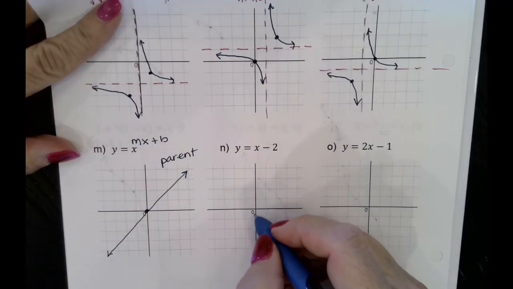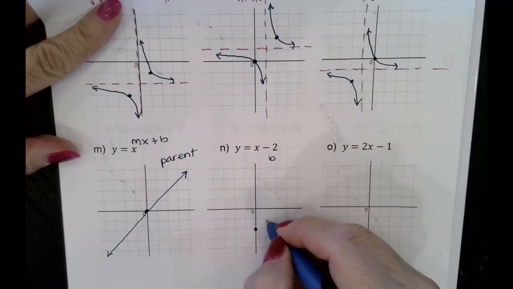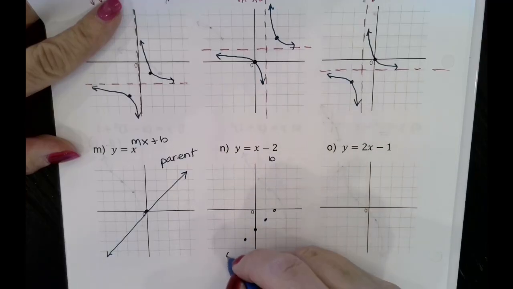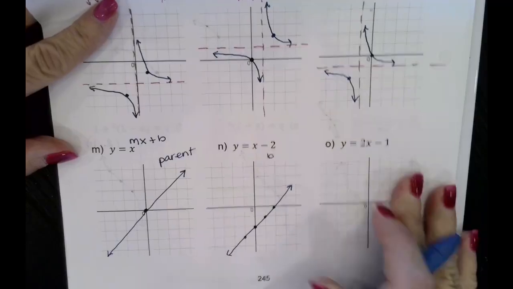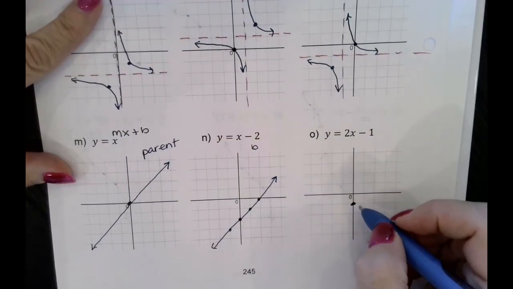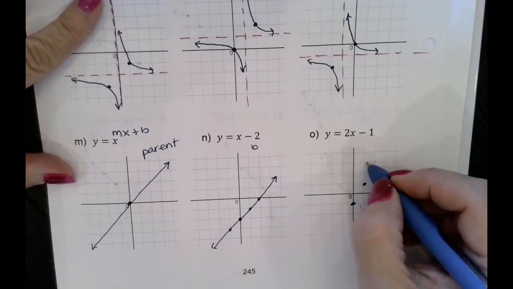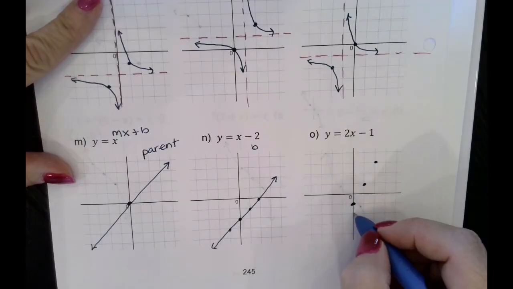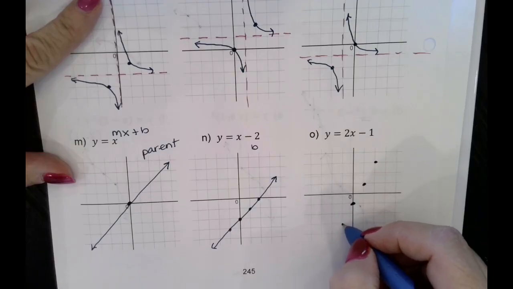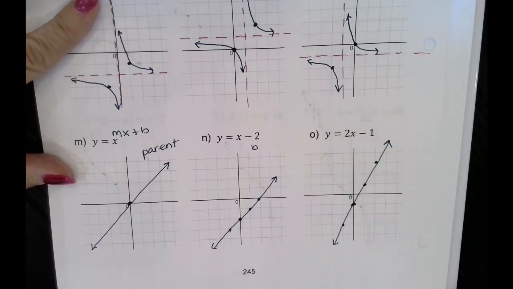This tells me that my intercept is negative 2. I still have a slope of 1, so my line looks like this. And then my last one, intercept of negative 1, and my slope is this time 2, so up 2 over 1, up 2 over 1, and I can go this direction, down 2 over 1. All right, let's keep going.